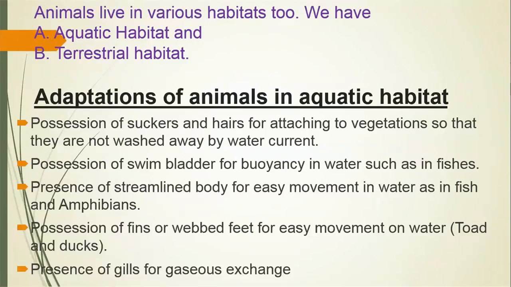If you look at the digits of the toes, let me use that word. Okay, the digits of ducks and toads, we find out that their digits are not separate. They have what we call webbed feet. This helps them to easily walk or move on water. Okay, the last one is presence of gills for gaseous exchange.